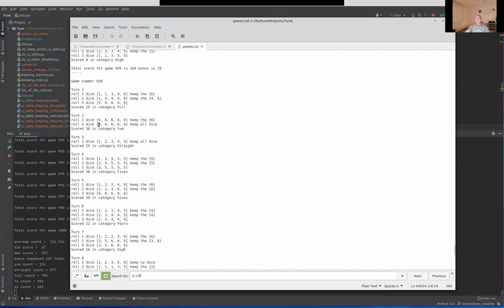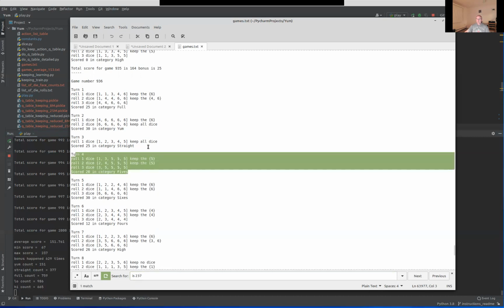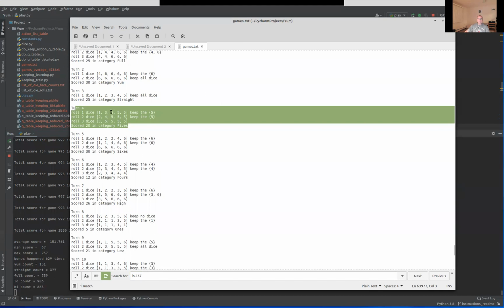That's kind of debatable if you should score that in yum or the 6s, but usually when he sees a yum, he's going to score it in yum, which I don't mind, because yum is kind of rare. You rarely get that. And so he got the straight at turn 3 right away. Bang, scored it right away. And here's scored 20 in the 5s.